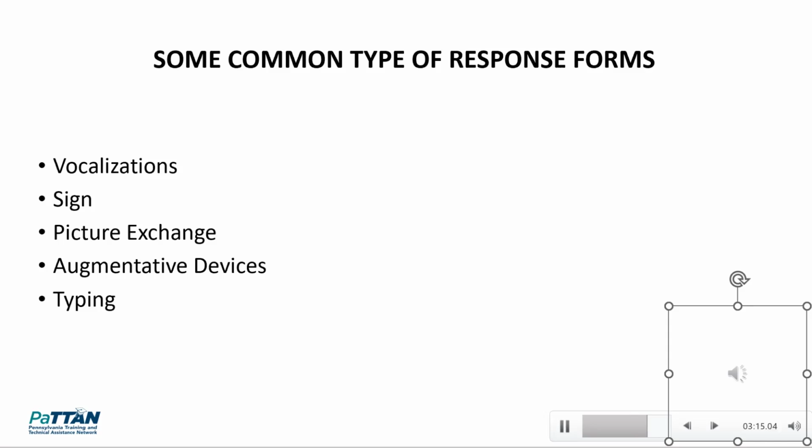When talking about some of the common types of response forms, we want to really consider the following. First, when choosing a response form, we're looking at the ease of responses. And if vocalizations are not an option, how portable is the response form? We also want to make sure that the response form is understood by a community of speakers and listeners, and it doesn't interfere with the pace or flow of interaction between the listener and the speaker. And we also want to consider the child's needs.